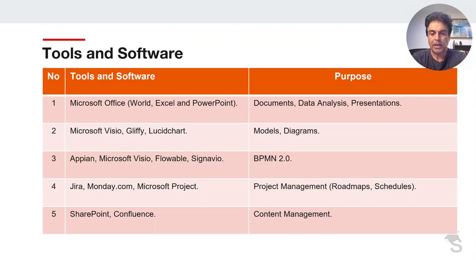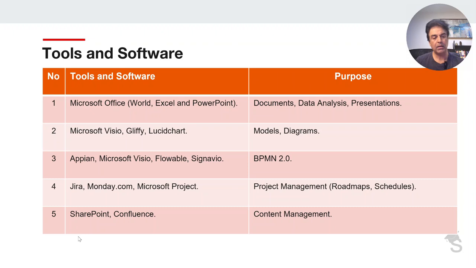Then comes project management tools like Jira, Monday.com, Project. Here you can use them to create roadmaps, schedules. Whether it's a product roadmap, project roadmap, you can use any of these tools. And the last but not the least, SharePoint, Confluence for content management purpose. So you can create all your documentation, you can share it with your team, and SharePoint also allows you to build the workflows. Confluence is more like a tool where you can store all your documents, artifacts, share it with the team, capture meeting minutes, and many more things you can do using Confluence.